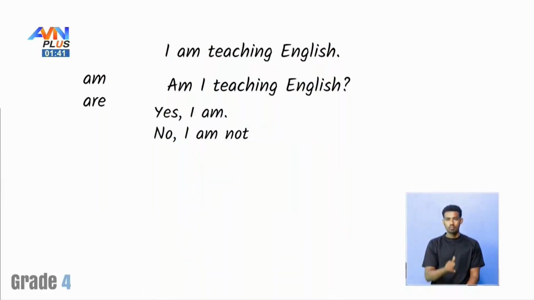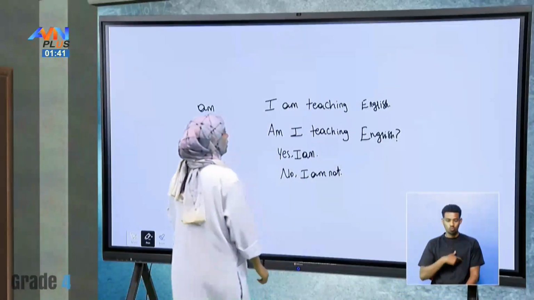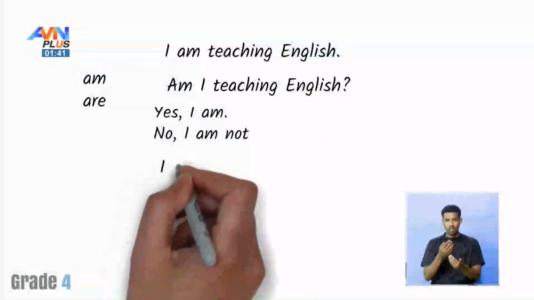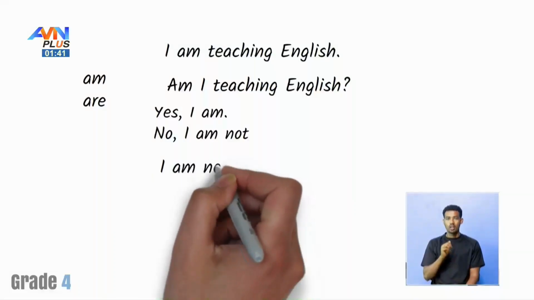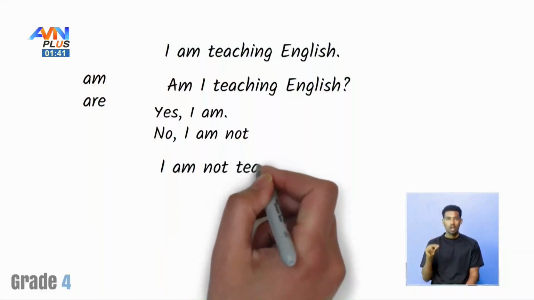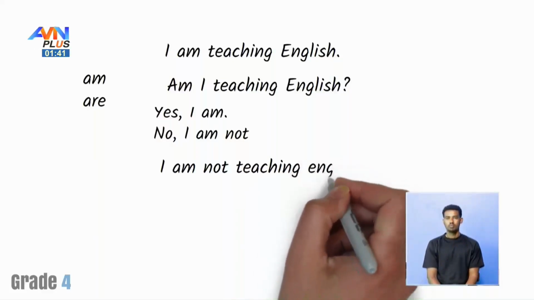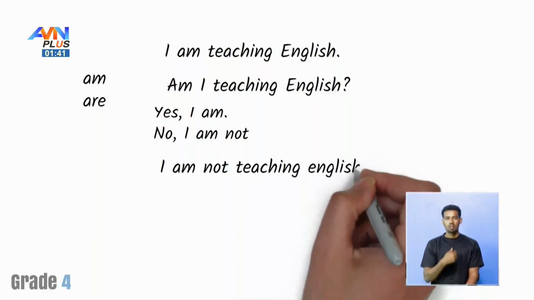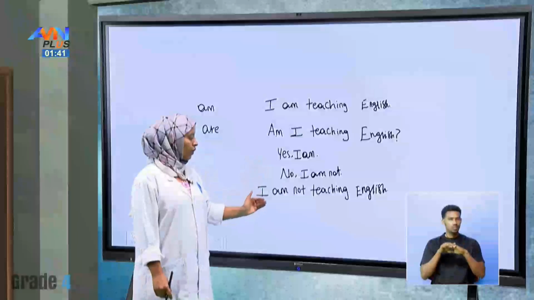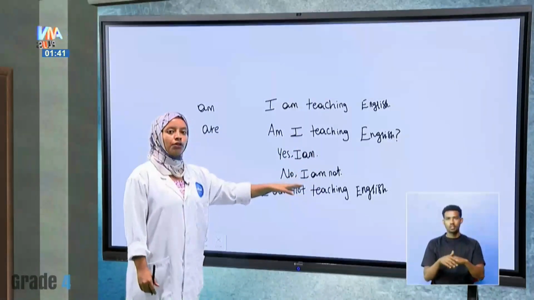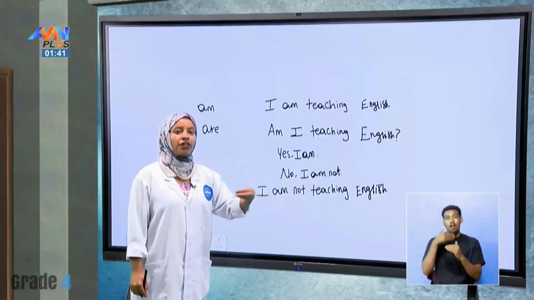And also, here is how we make a negative easily. I am not teaching English. I'm not teaching English. Just by adding not after the verb to be.